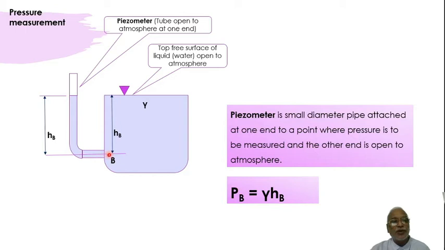PB, the pressure at point B, is given by the unit weight of the liquid gamma multiplied by the vertical height difference between the point B and the free surface. So this vertical height we have to search and then use. That is what gives the pressure at point B. Okay.